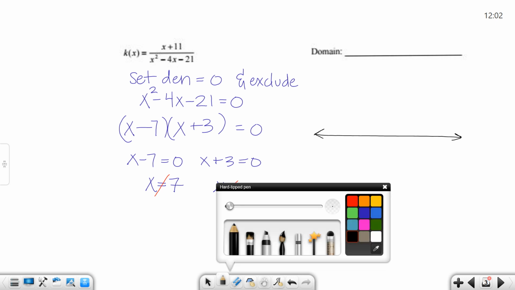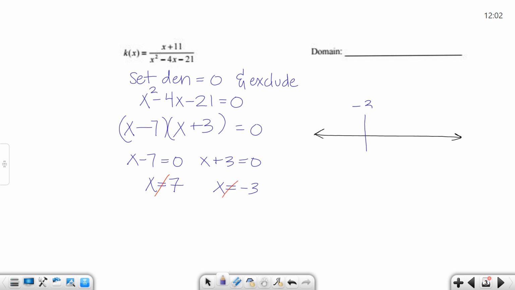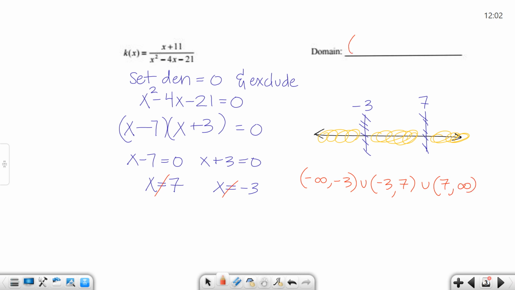So on my number line, make sure you put them in order. Here's the negative 3, and here's the 7. And remember, these are bad. So you'll say, well, what's good? Well, all of these numbers are good, all of these numbers are good, and all of these numbers are good. So writing it in interval notation, it would go from negative infinity to negative 3, negative 3 to 7, and 7 to infinity. That's your answer.